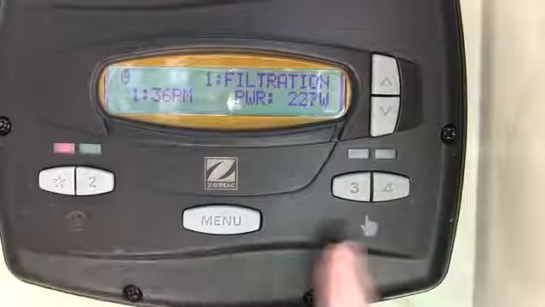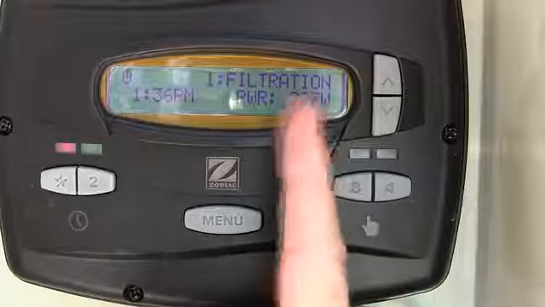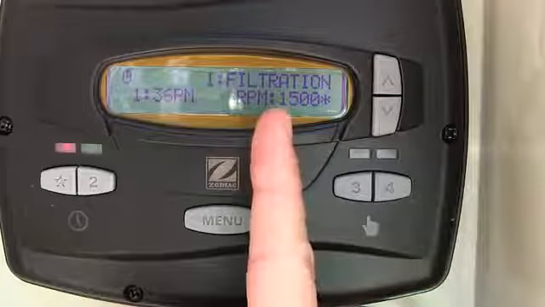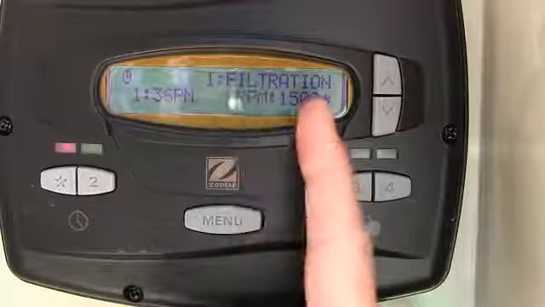So here we go, here's the control unit for our pump. It allows you to set the RPM, so you can set different programs. You can set it to run at different speeds at different times of the day. And at the moment it's in what is known as a filtration mode.